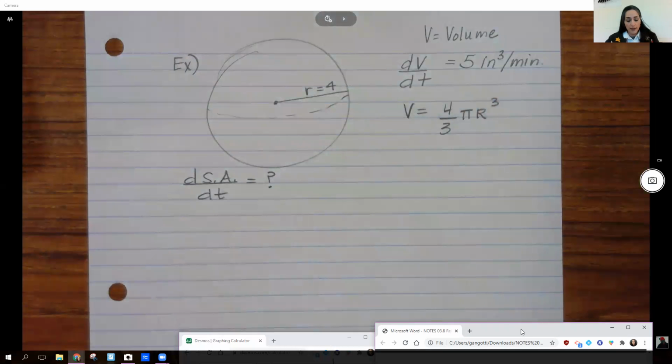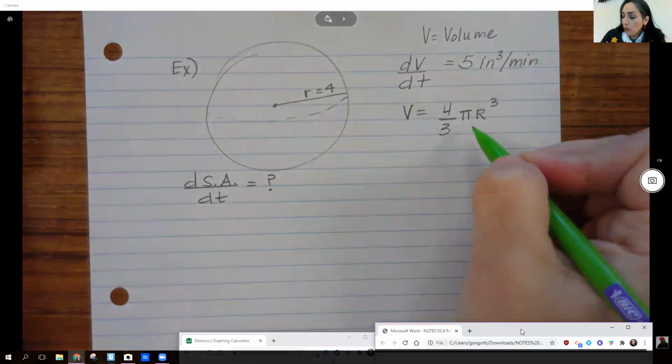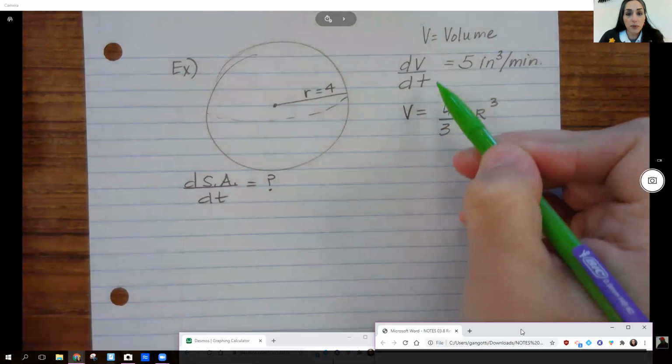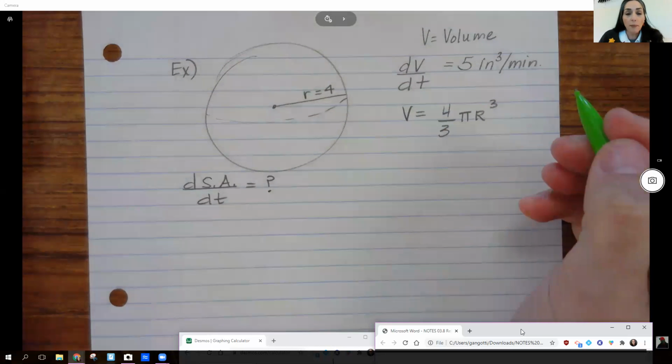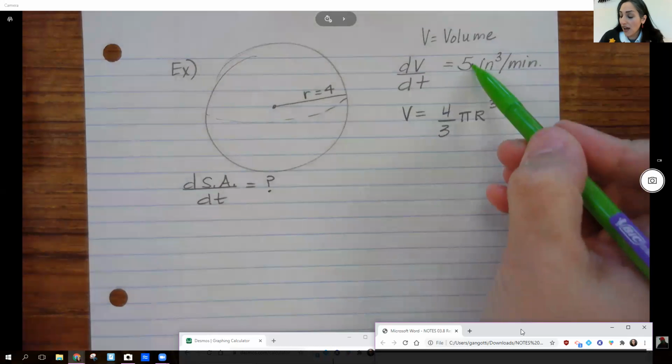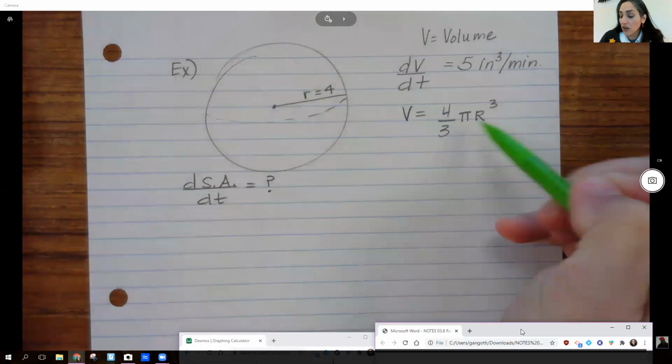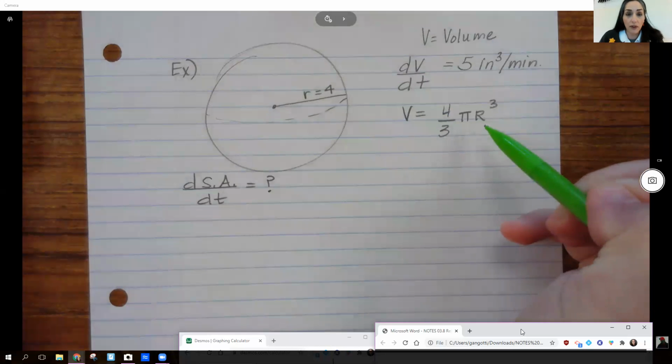So if you Google a geometry formula sheet, even from your geometry SOL, you can just have all those formulas in one spot, okay? Well anyway, so they're giving me the change in volume here. So I'm going to take the derivative of this volume formula so that way maybe I can plug this 5 in for when I take the derivative and figure out some stuff going on over here, okay?